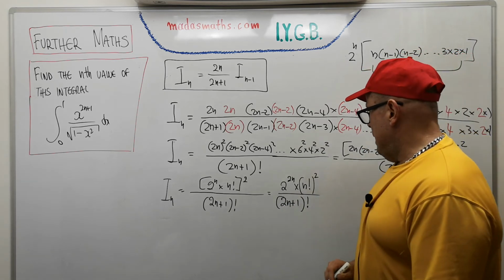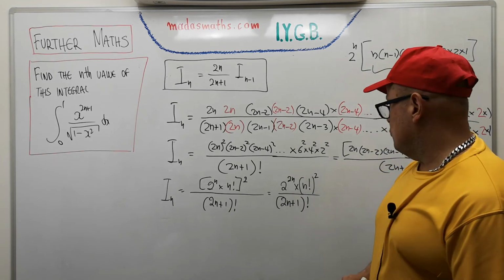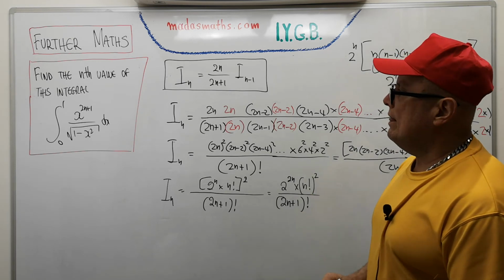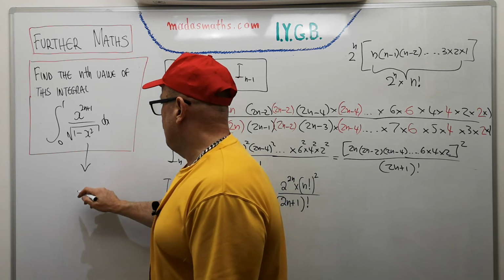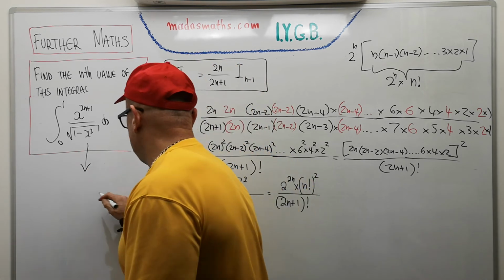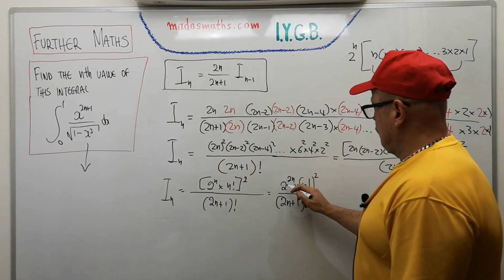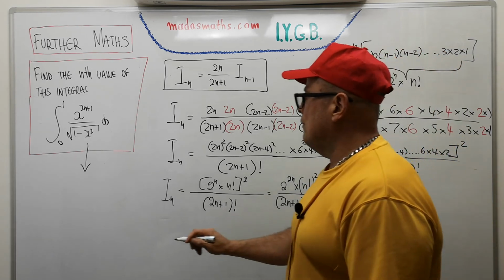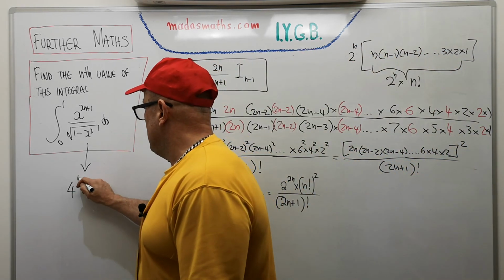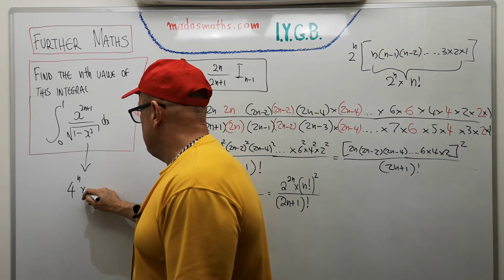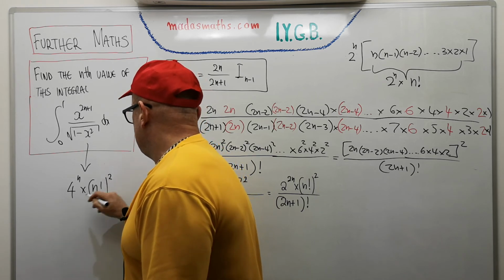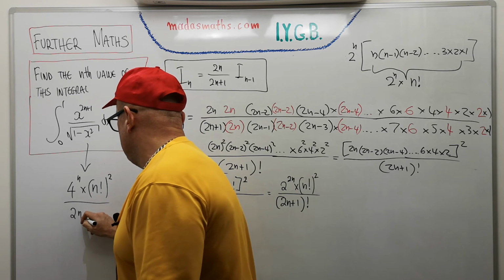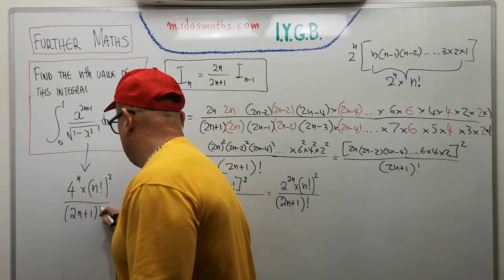Okay, and I believe that is probably the simplest we can perhaps write the nth value of this integral. So this one is in fact equal to, maybe we can write this as 4, because 2 squared is 4. We can write it perhaps as 4 to the power of n times n factorial all squared divided by 2n plus 1 factorial.